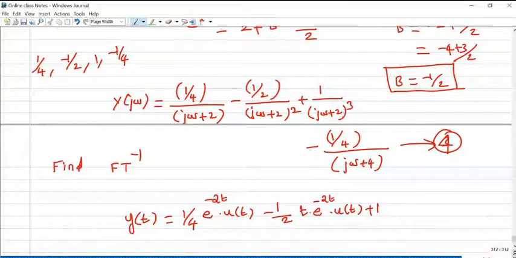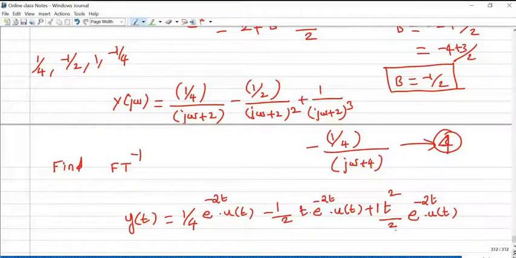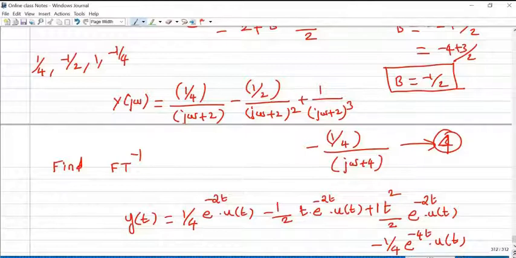1 constant, 1 divided by j omega plus a whole cube. Please remember the formula. T square by 2, e power minus 2t into u of t. For 1 divided by j omega plus a whole cube, the inverse Fourier transform result is t square by 2, e power minus a t u of t. 1 divided by j omega plus a whole square gives t into e power minus a t u of t. At last step, 1 by j omega plus 4 gives e power minus 4t u of t. So this is your result.